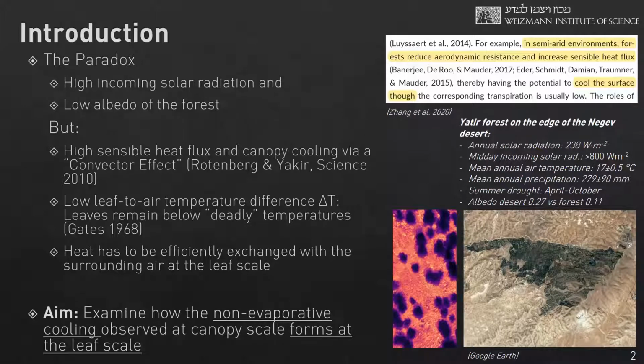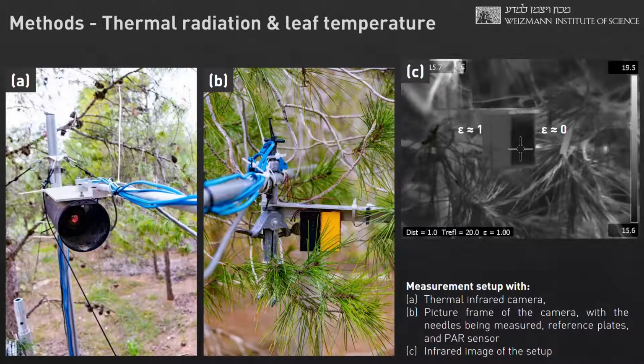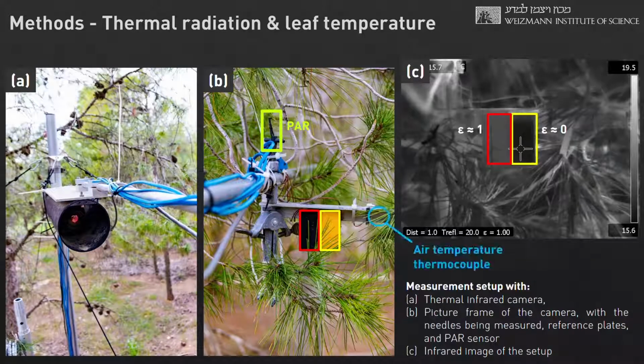Our aim, therefore, was to examine the non-evaporative cooling mechanisms that form at the leaf scale and provide an efficient leaf thermal management. For this purpose, we developed a system based on infrared imagery to accurately measure leaf temperature, since thermocouple-based systems were difficult to use and easily lost physical contact with the leaves. The system consisted of a PAR sensor, here in green, a high emissivity reference plate in red, a low emissivity reference plate in yellow, and a thin air temperature thermocouple in blue. I will come back to the details of this system.